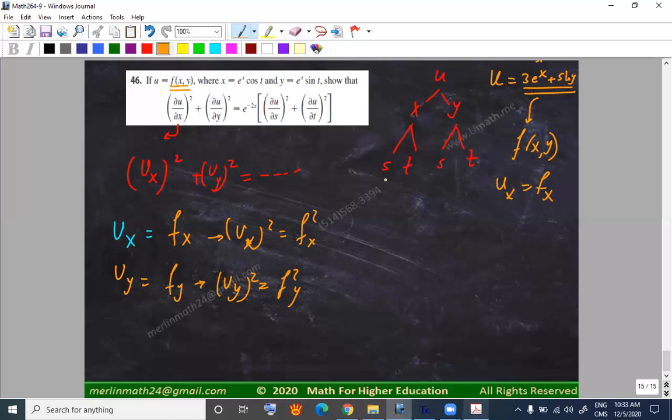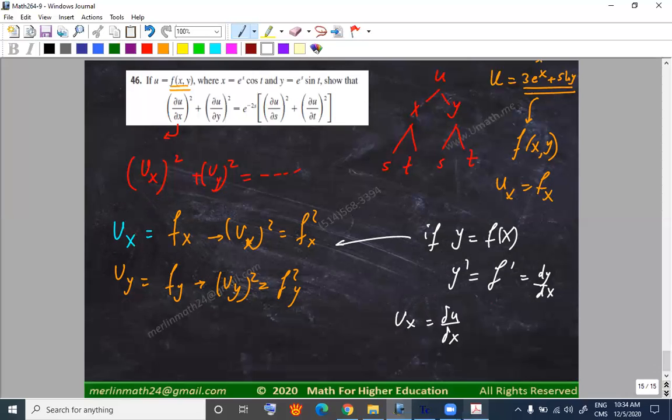I want to ask you something simple. If y equals f of x, how much is y prime? F prime, which is dy over dx. Do you agree? This is the rule. So what is u_x? It's the derivative of u with respect to x. Maybe you are confused about those abbreviations. What is u_x? It is du over dx. What is f_x? It is df over dx.